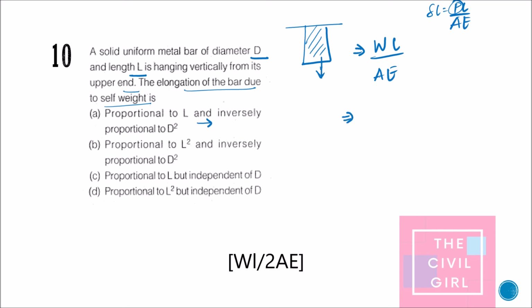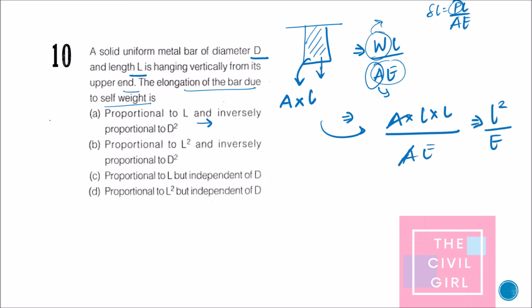From here, you shouldn't directly substitute the value of A alone, you should substitute the value for W also. What is the weight of this bar? The weight of this bar will be the cross-sectional area into the length of the bar. So let me substitute it here: area into length divided by AE. Looking at the options, option D is correct.